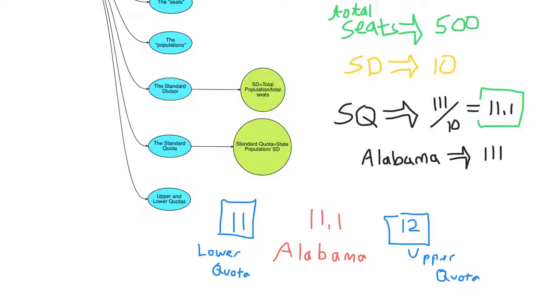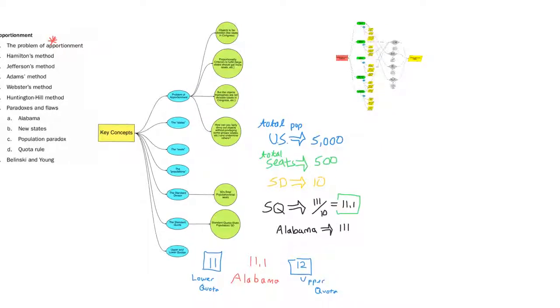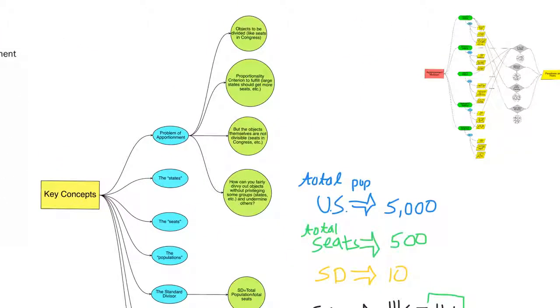Okay, so once again, brief review of what we just discussed. There is just the general problem of apportionment, which says that there's objects to be divided. Those objects themselves are not divisible. Proportionality criterion is to be fulfilled. Large states should get more seats in Congress. Smaller states should get fewer seats in Congress, and so on. And the question is, of course, how can you fairly divvy out the objects without privileging some groups and undermining others? Okay, so that's what we're contending with regards to the problem of apportionment.